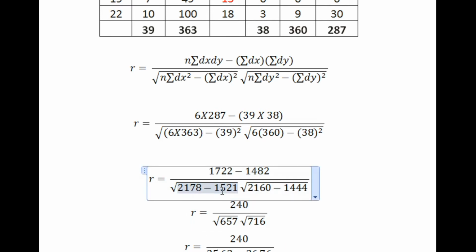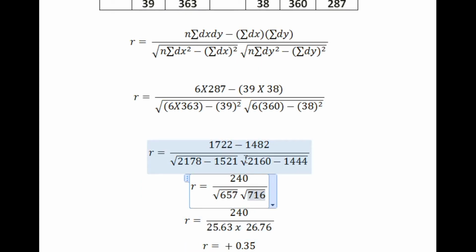Then this one minus this one, and remove the root, so just take the difference. Then 2160 minus 1444, you will get 716. Then the difference of these two is 240, and the difference of these two, and remove the root. This root is removed, and for 716, remove the root, you will get 26.76.